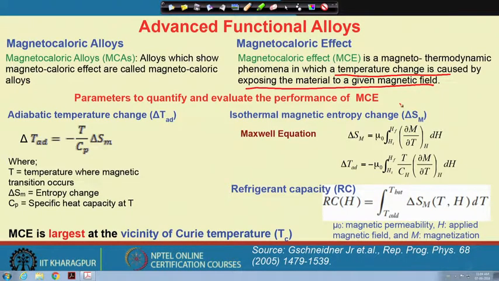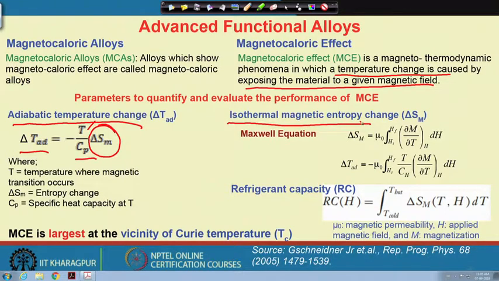Now, to assess whether a material could perform as a magnetocaloric material or not, there are three basic parameters that can help us. The first one is the adiabatic temperature change. The adiabatic temperature change is measured by the specific heat capacity of the material, Cp, multiplied by the entropy change in the material. Okay.